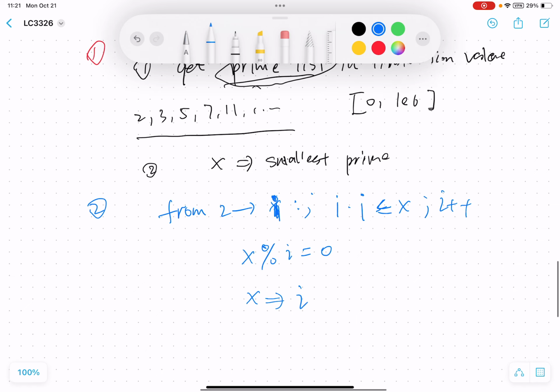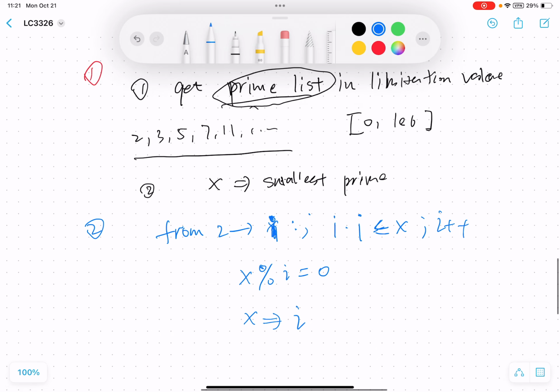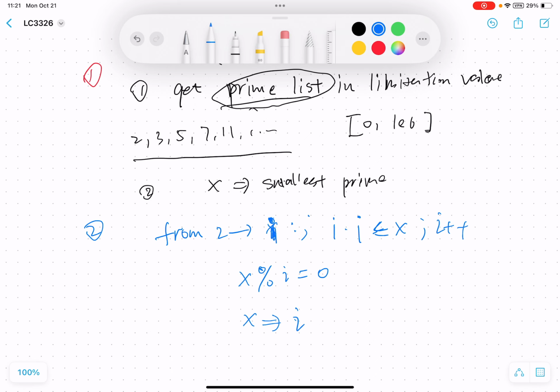This is also acceptable for this problem because we know i will be the smallest. Actually, we know i must be a prime value. It is always a prime value, and it is the smallest divisor of x. So x will become i after one operation. This is also acceptable for this problem. Okay, this is all about the solution for this problem.